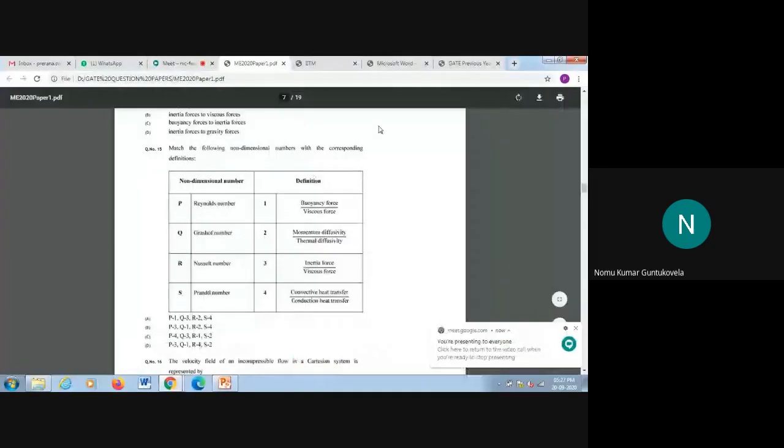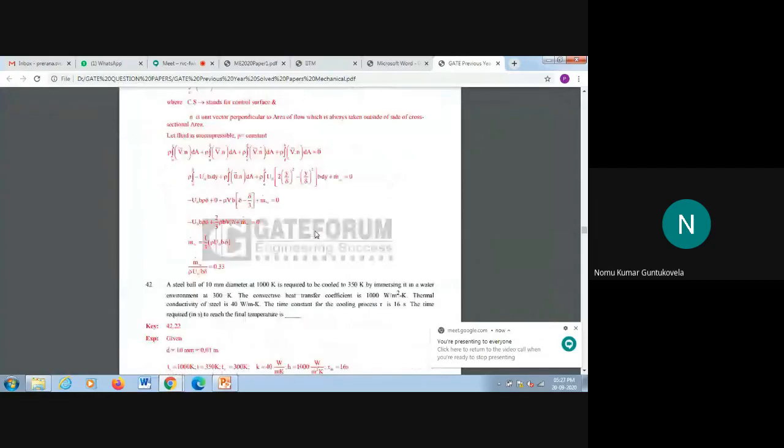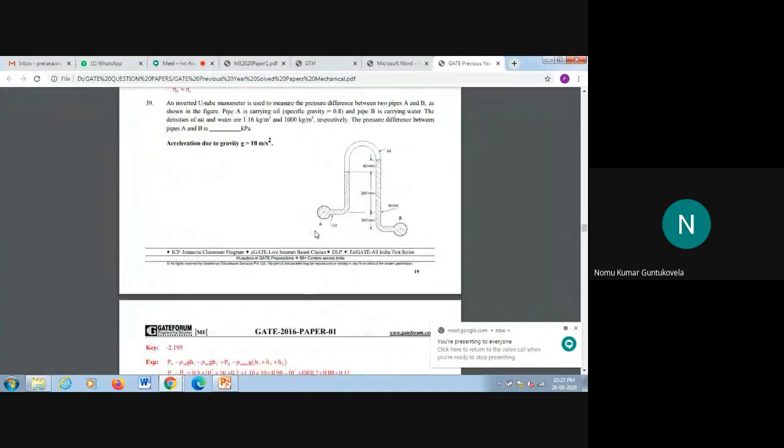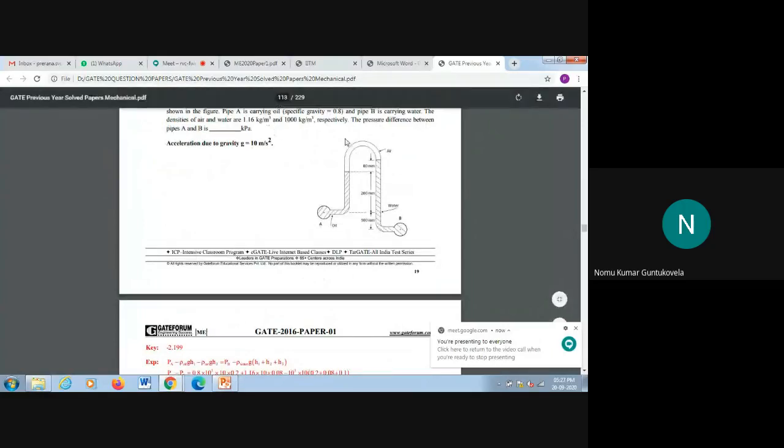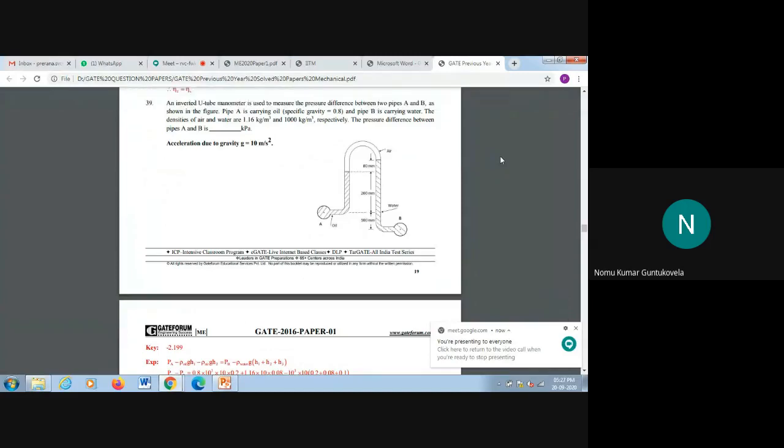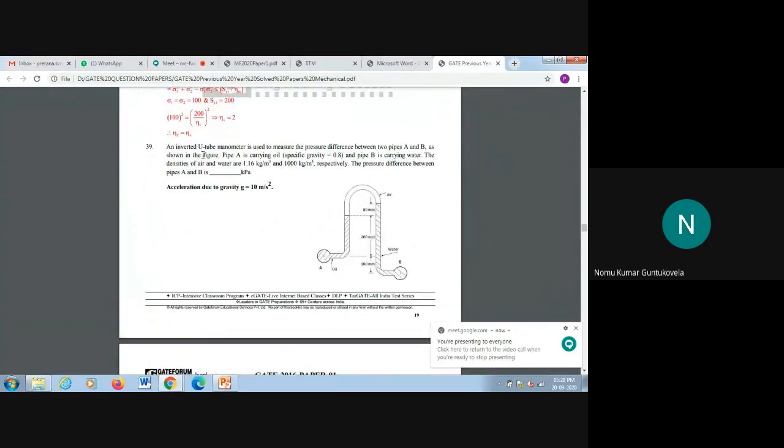So see here. This is the first problem, an inverted U-tube manometer. This is the GATE problem from 2016. Please see here. An inverted U-tube manometer is used to measure the pressure difference between two pipes A and B, as shown in the figure. Pipe A is carrying oil with a specific gravity of 0.8, and pipe B is carrying water. The densities of air and water are 1.16 kg per meter cube and 1000 kg per meter cube respectively.